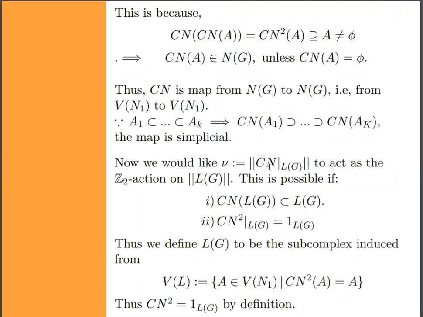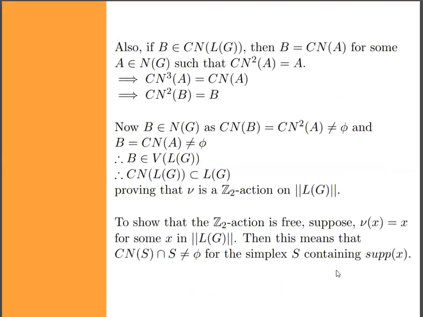So for this, what we need is that it takes L of G into L of G, and we also need it to be identity on L of G. So we have to define L of G in such a way. We define the vertex set of L of G to be the A such that Cn2 of A is equal to A. So by definition, Cn square is identity is satisfied by definition of L of G.